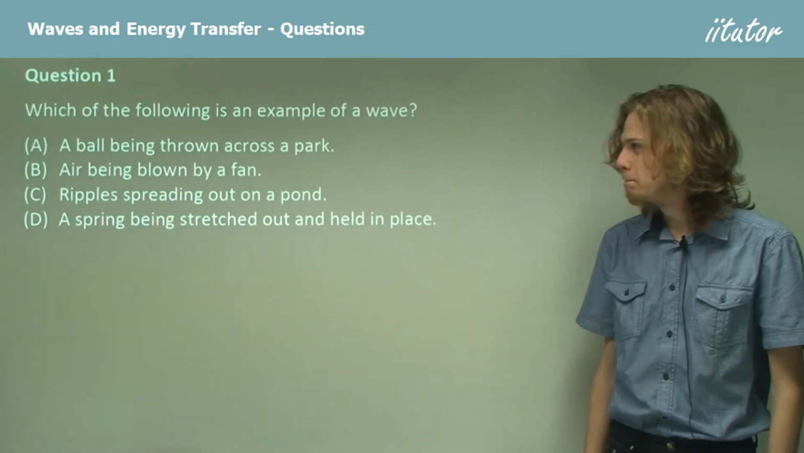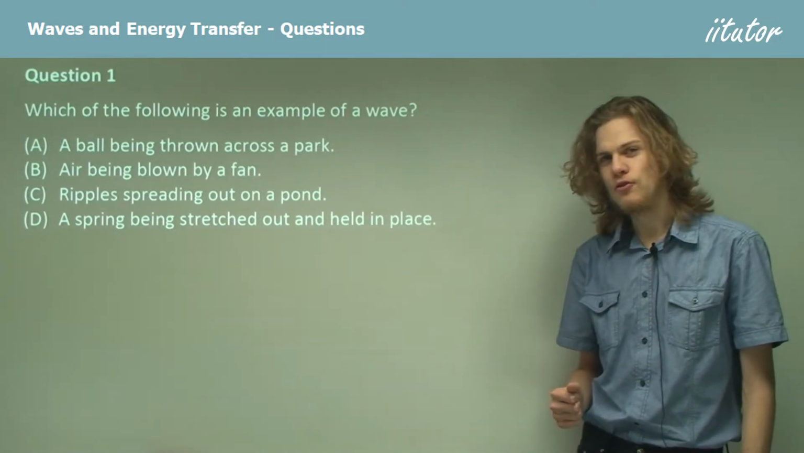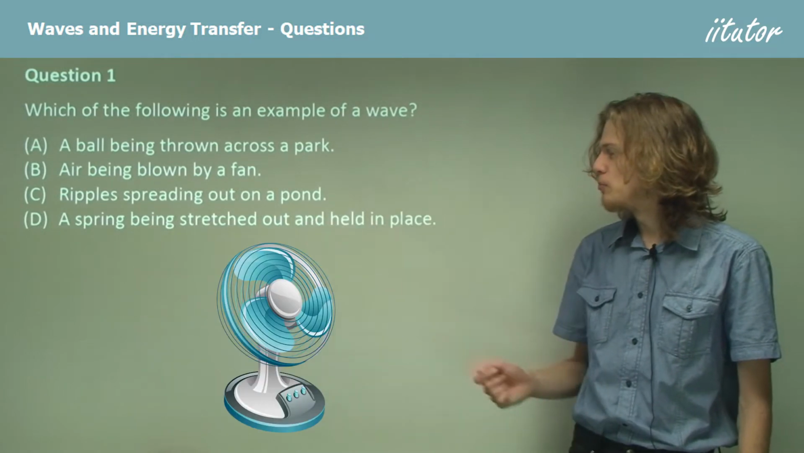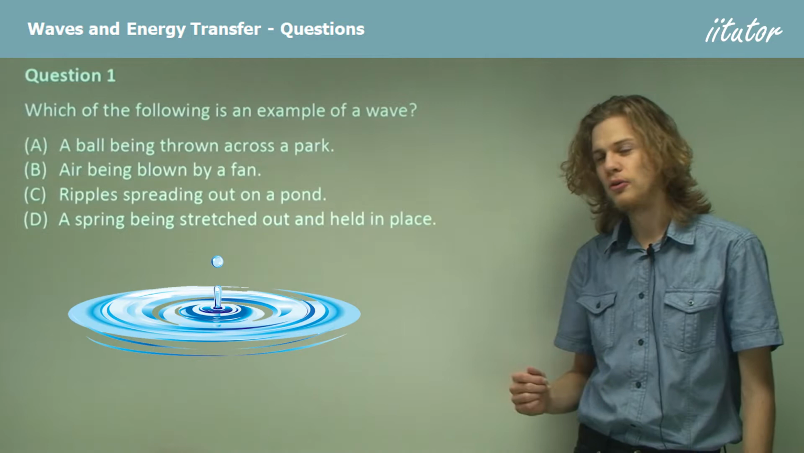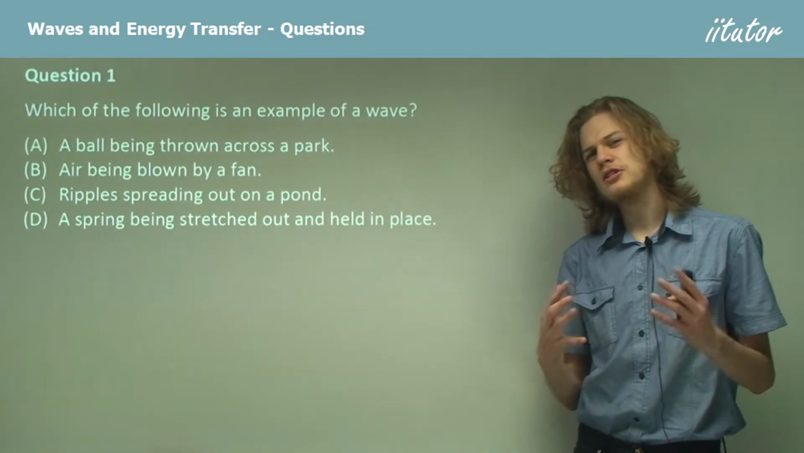Question 1. Which of the following is an example of a wave? We have a few options: a ball being thrown across a park, air being blown by a fan, ripples spreading out on a pond, or a spring being stretched out and held in place. Now, what's the definition of a wave?